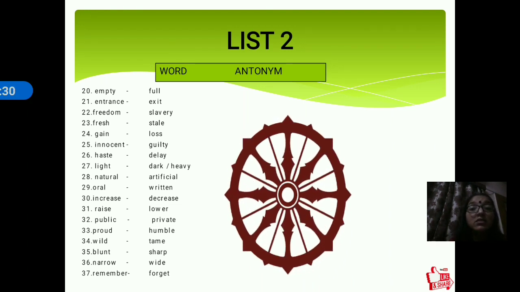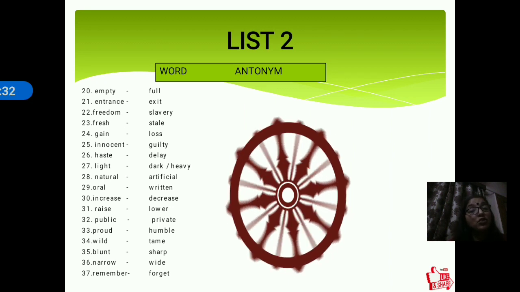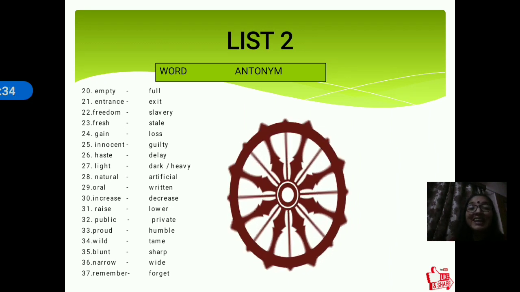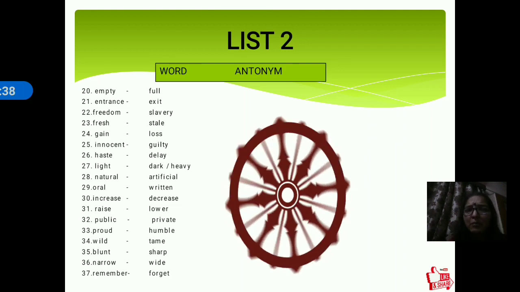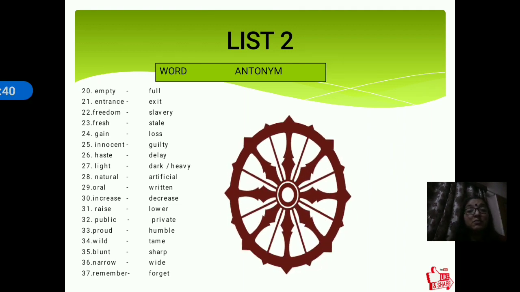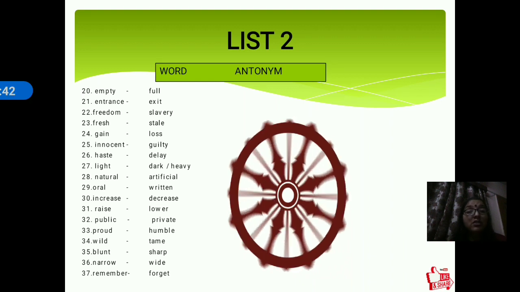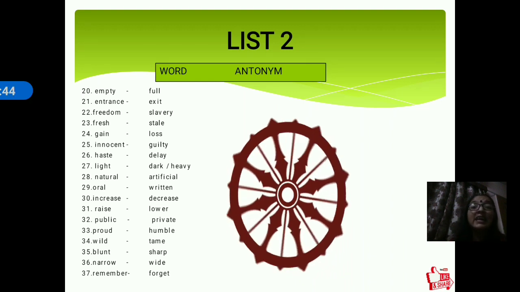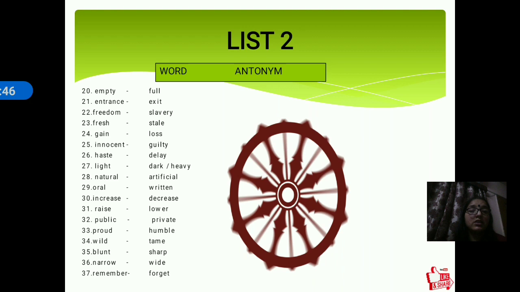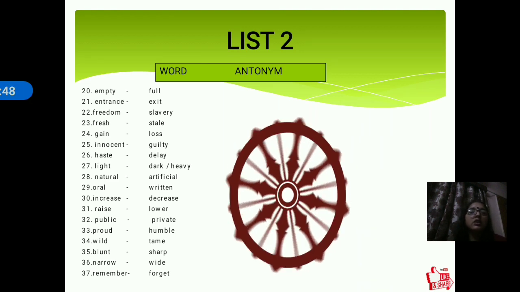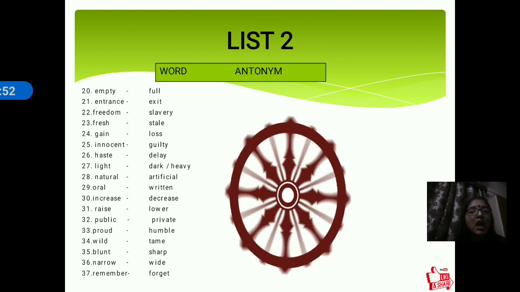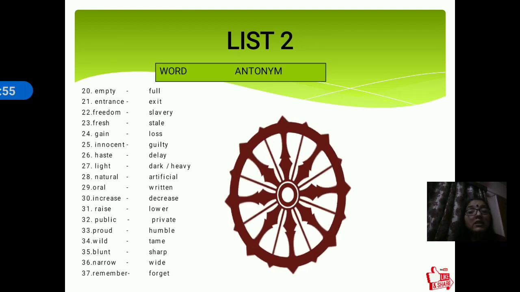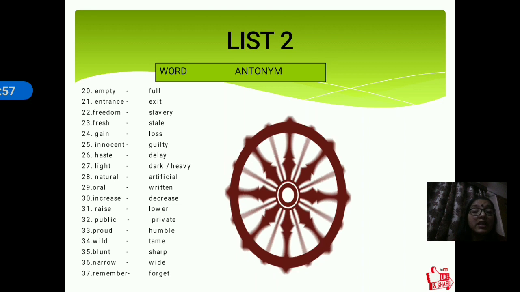Okay, next is gain. Opposite of that is loss. Okay, innocent, the childlike innocence. Okay, guilty, the person who commits a crime. Okay, haste, haste means being in a hurry. Okay, opposite of that is delay, you're delaying things. Okay, light, opposite of light is dark. The room is lighted when you turn on the tube light, and when you turn it off it becomes dark. So opposites. Now light is also used in another way.